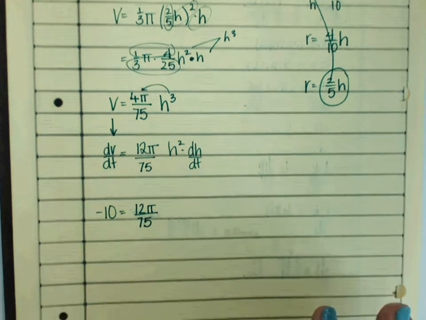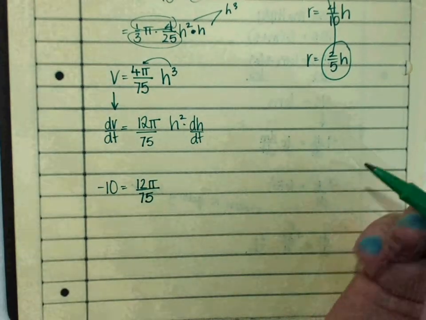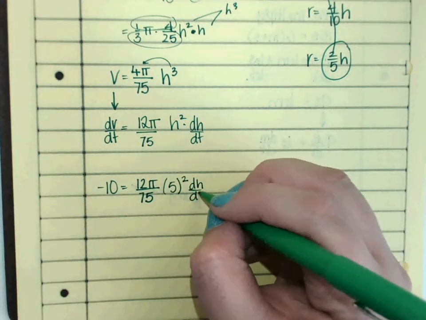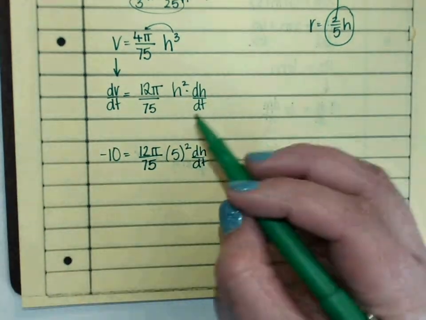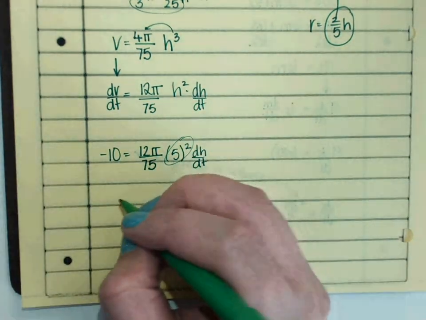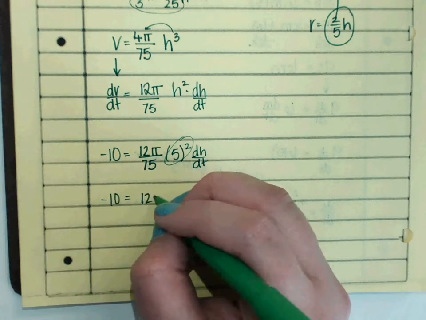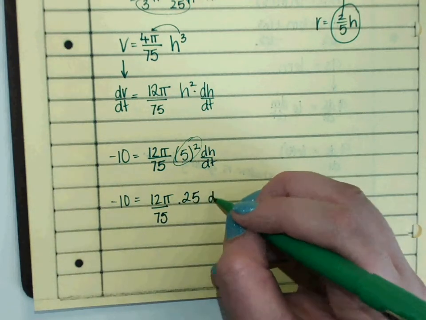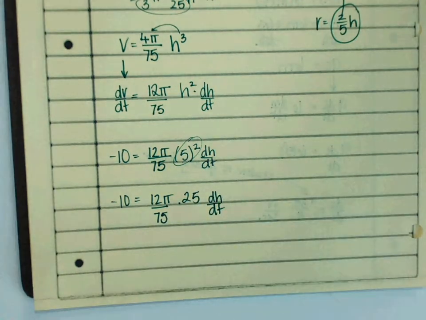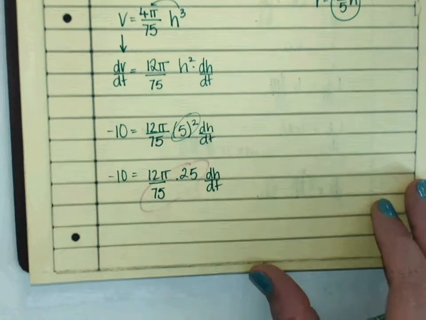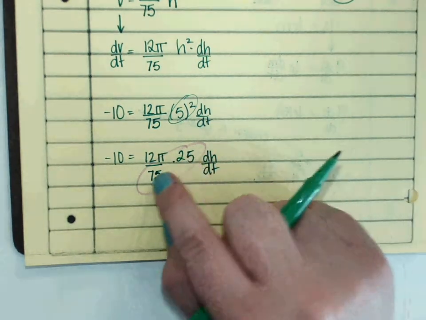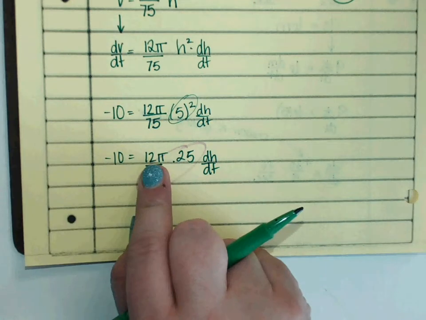Now I can plug in my when. When do I want the height? At a height of what? 5. Okay, well then what is 5 if I square it here? 25. So I have negative 10 equals 12 pi over 75 times 25. And what can these two things simplify to? 25 over 75. What is that the same as? 1/3. And what is 1/3 of 12? 4 pi.